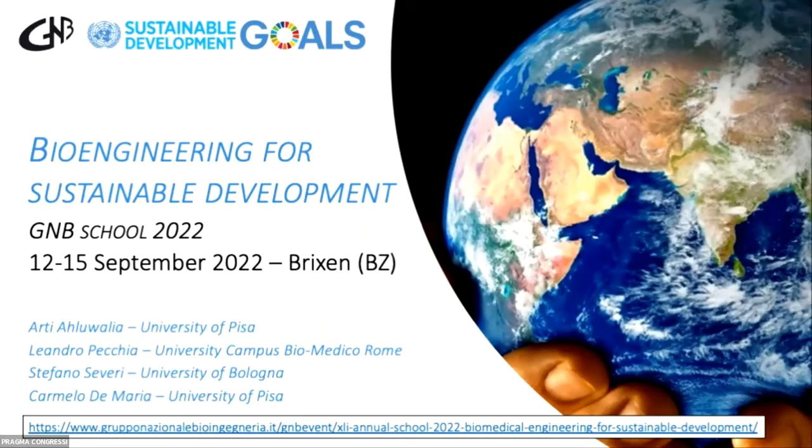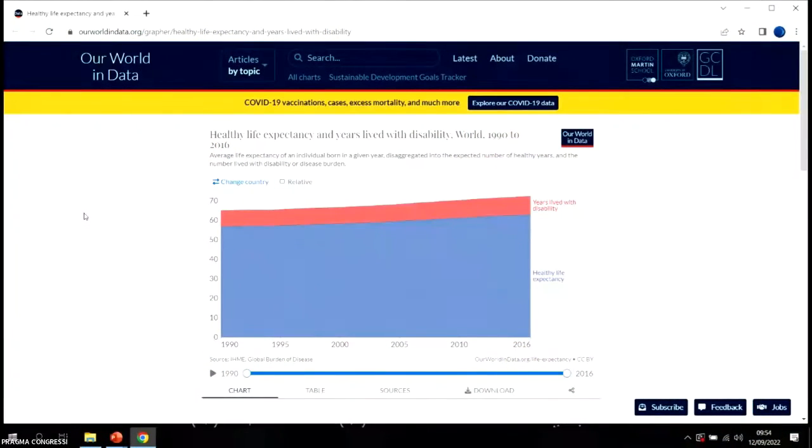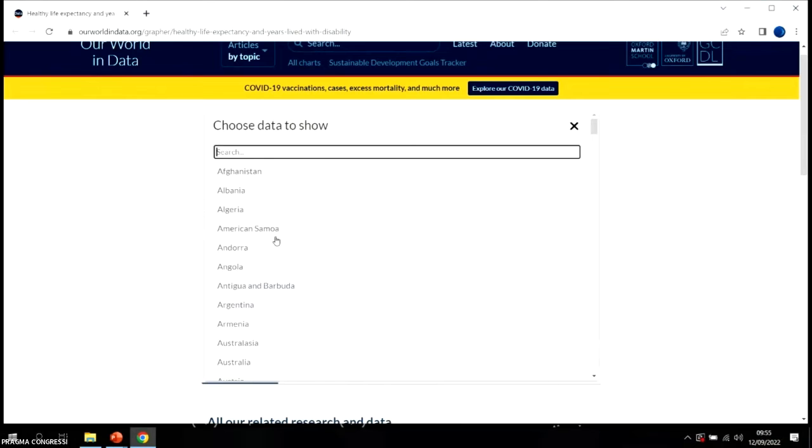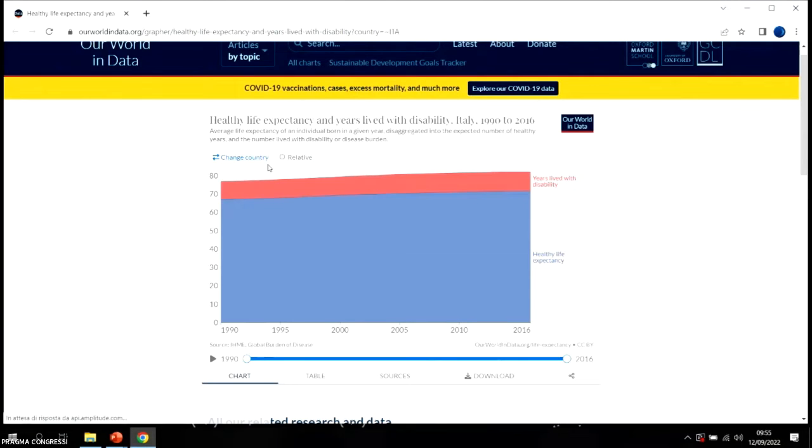Okay, so here you've got life expectancy from 1990 for, I'm not sure which country. So if you click on change country up here on the top left, let's go to Italy, for instance. Here you can see that from 1990 to 2016, life expectancy has increased, but the percentage of years that one lives with disability has more or less stayed the same. And that's consistent across the globe.